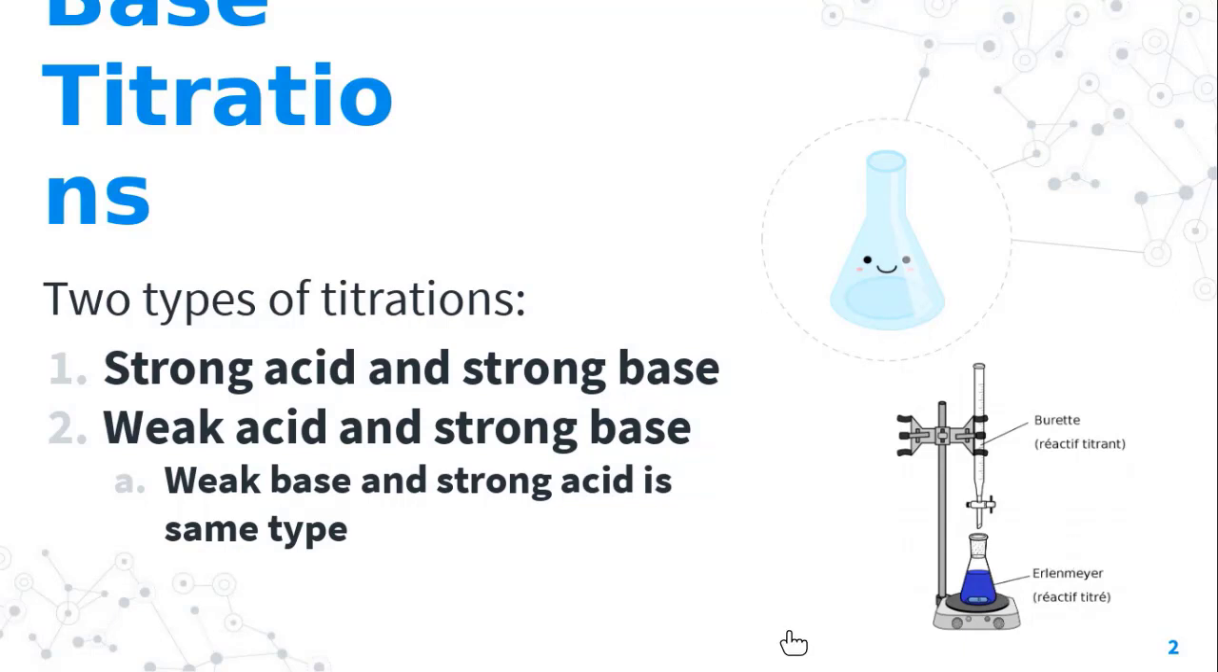Can everyone hear me? Continuing on. Basically, you'll have either an acid or a base in this Erlenmeyer flask, and then you're titrating in the opposite. If you have an acid in here, you'll titrate in a base, or if you have a base, you'll titrate in an acid. And then we also have weak acid and strong base titrations. Whatever is your weak one is going to be in here. Weak base and strong acid is basically the same type of titration. So the weak one is in the flask at the bottom, and you're always titrating in a strong one.